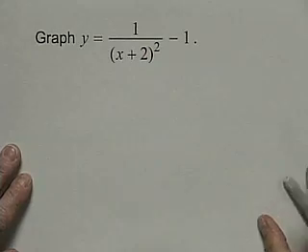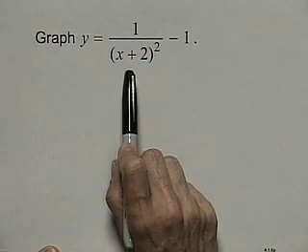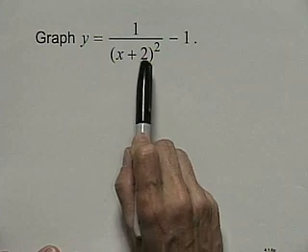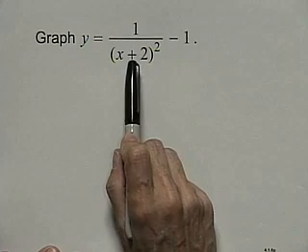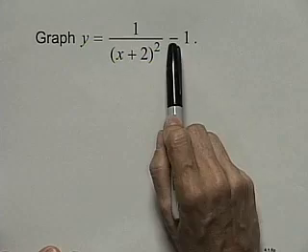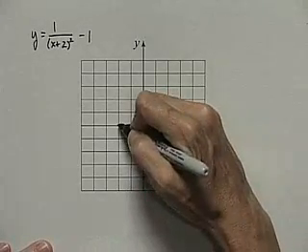Well, let's look at an example that uses this function. Here's what we want to do. We want to graph the function y equal 1 over x plus 2 squared minus 1. And we want to use the graph of 1 over x squared to get our graph. Notice that this is a shift of 2 units to the left of the graph of 1 over x squared, and also down 1 unit. What that means, as we draw our graph, is that the vertical asymptote is going to be at x equal negative 2.